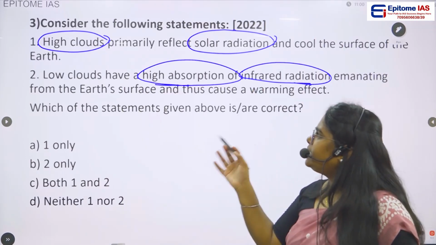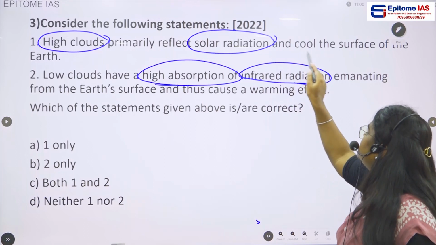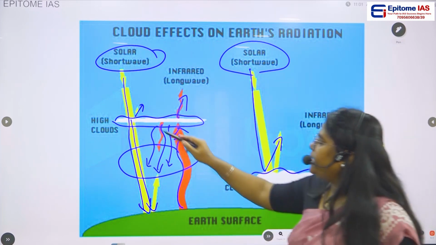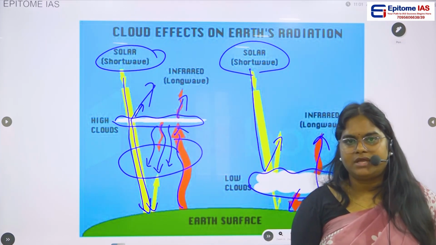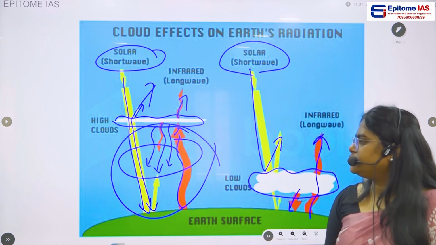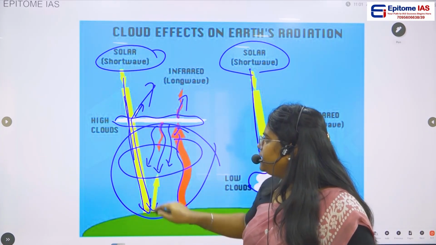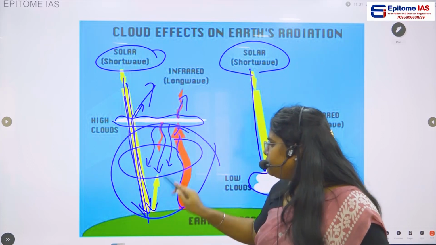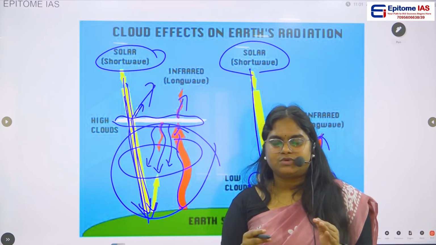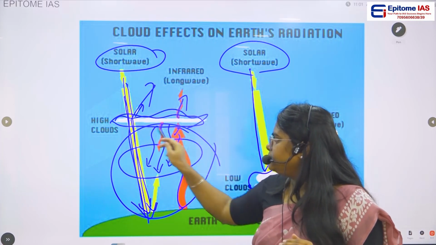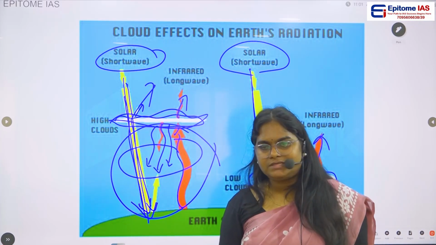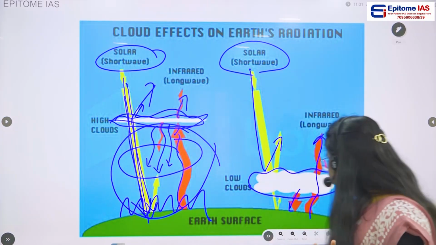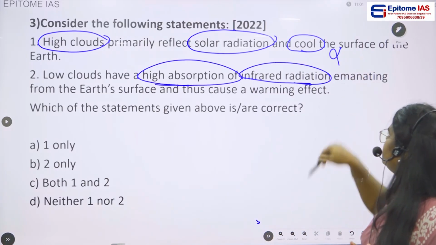The first statement says that high clouds primarily reflect solar radiation and cool the surface of the earth. Is that so? No, that's not happening here. The high clouds are not primarily reflecting the incoming solar radiation. They are actually letting it pass through. The majority of the incoming solar radiation passes through the high clouds and reaches the earth's surface. Because of that, the temperature of the earth's surface is warm, not cold. So we can say this particular statement is wrong.